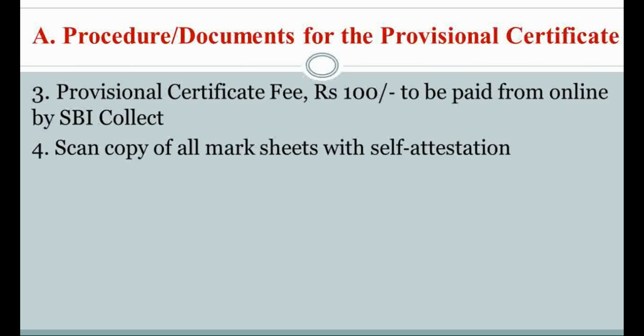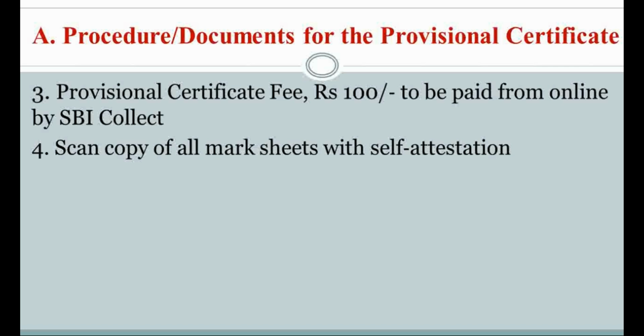Next you require a scan copy of all the mark sheets with self attestation. The format of self attestation, I will also show you at the end of this video. So all these 4 documents: first is your application stating name and PRN number, second is your no dues certificate, third is the provisional certificate fee, that is 100 rupees you have to pay, and the receipt of that fee you have to attach. Next is the scan copy of all the mark sheets with self attestation.